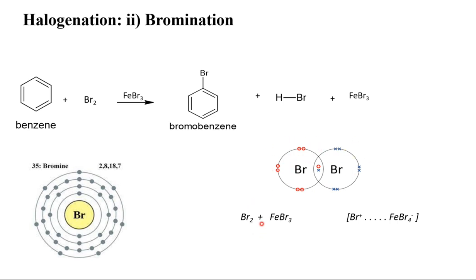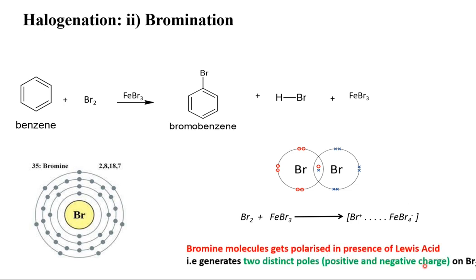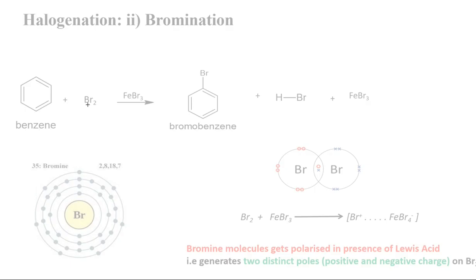However, when a bromine molecule interacts with a Lewis acid, it becomes polarized. One bromine atom becomes slightly positive due to electron withdrawal by FeBr₃, generating the electrophilic Br⁺, the bromonium ion, and a negatively charged FeBr₄⁻ complex. Mechanism of aromatic electrophilic substitution: bromination of benzene.